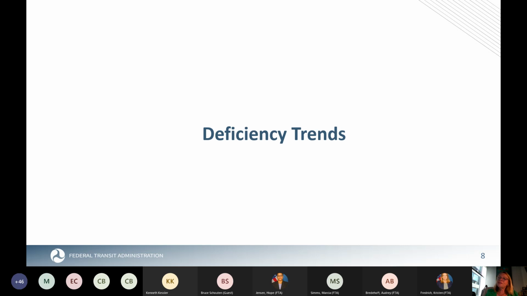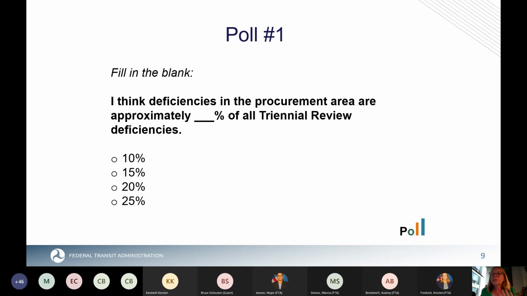All right, so let's look at some deficiency trends in the procurement area. What we have as we lead into that area is a poll. The slide is just saying what the poll questions are. For most of you, poll number 1 should be popping up soon on your screen for you to answer. And so just wait a second, it's popping up now.